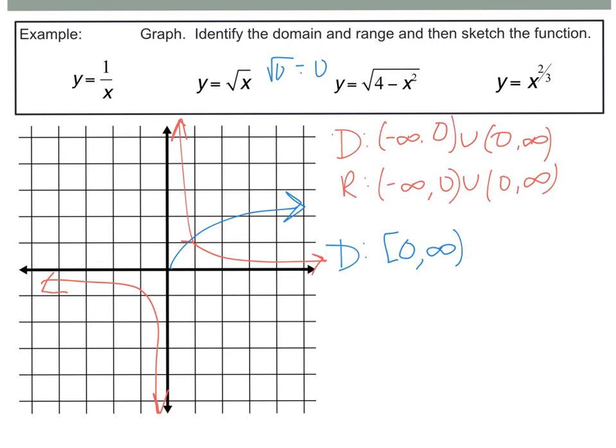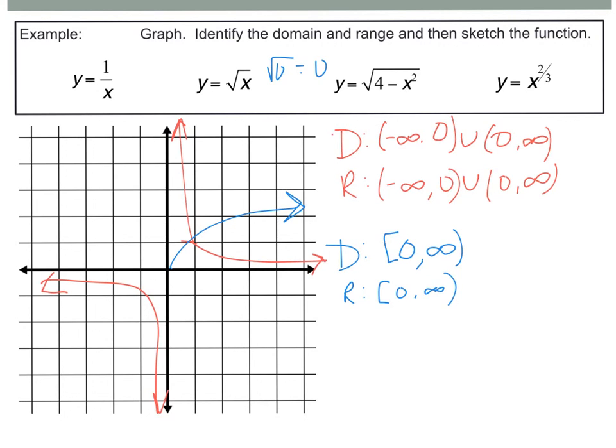Okay, and infinity is always a soft bracket. Always. Because it never ever touches infinity. Infinity is just something you approach. Okay, and range, again, is exactly the same, because it does the same thing on the range. Okay, so easy peasy.